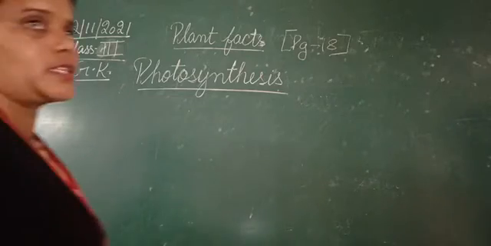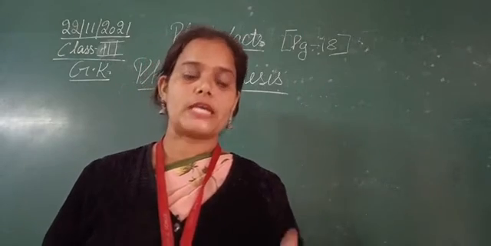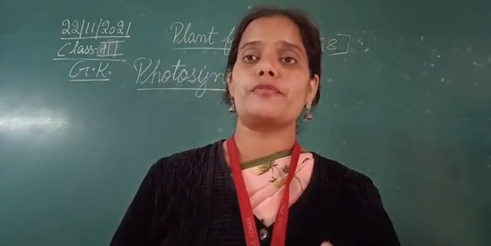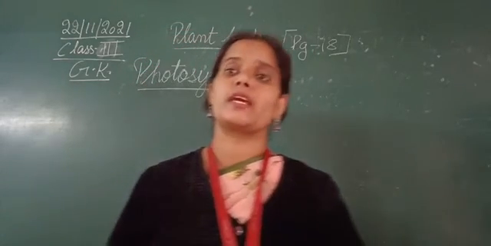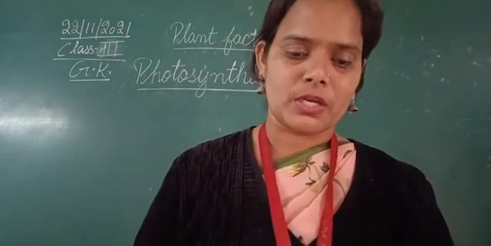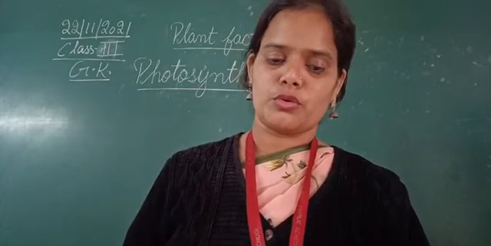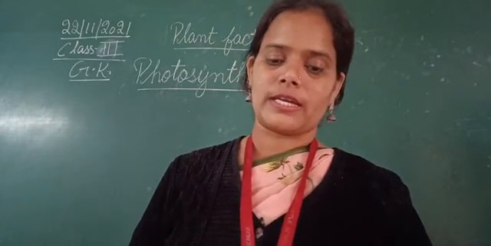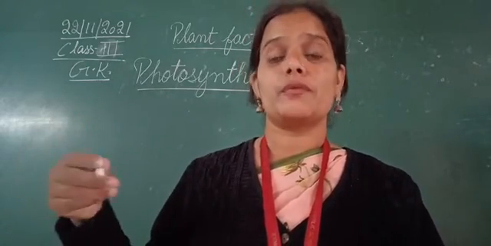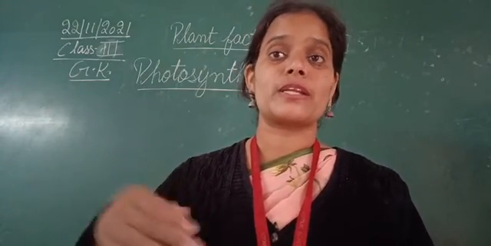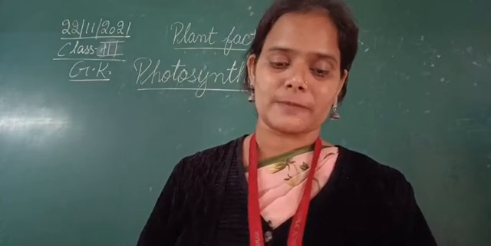Okay, so photosynthesis. Photosynthesis means it's a process of making food by the plants. Here, photosynthesis means light, photo, used to make something. When you make something, that is a process. When we follow a method to do something, we are doing a process. So it's a process of making food by the plants.